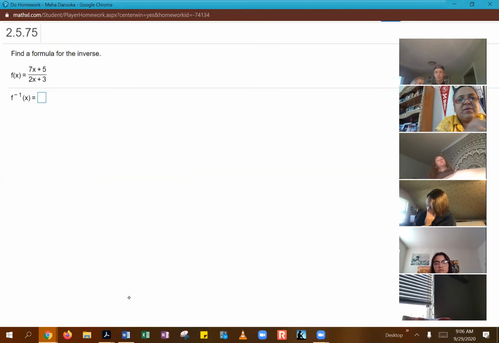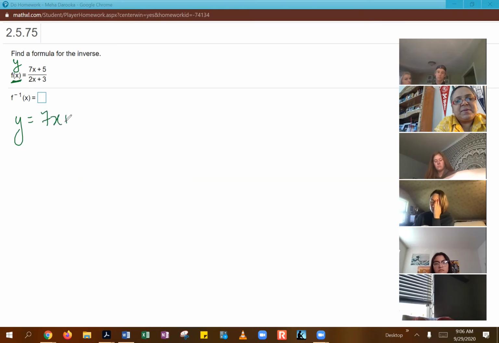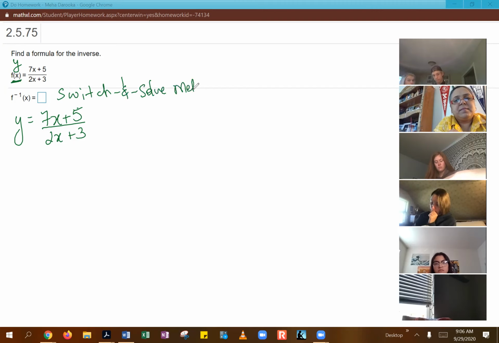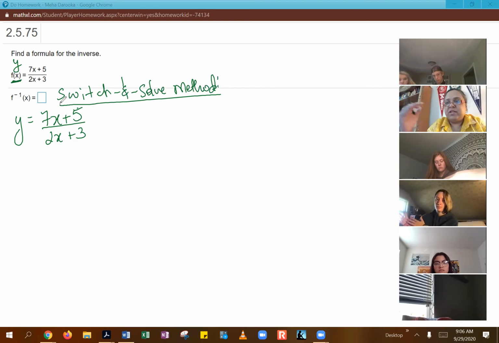So the first step is going to be, we will need to rewrite our f of x as the y variable. So you're going to write this as y equals (7x plus 5) divided by (2x plus 3). And this is what we call the switch and solve method. Okay, so first step is replace the f of x with the y variable.